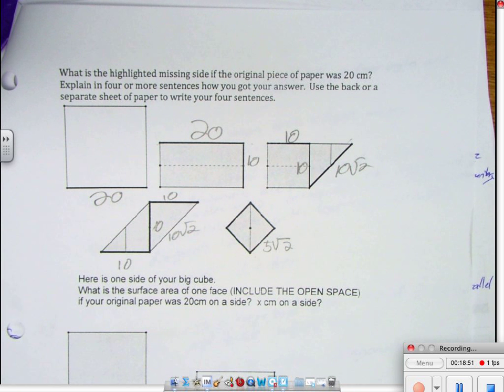5 square root 2. So you should be writing 4 sentences explaining how you got that. You will have to write 4 sentences on the test quiz tomorrow. Yes.